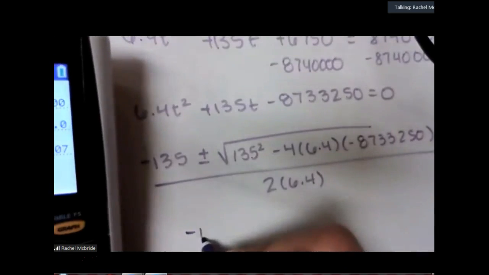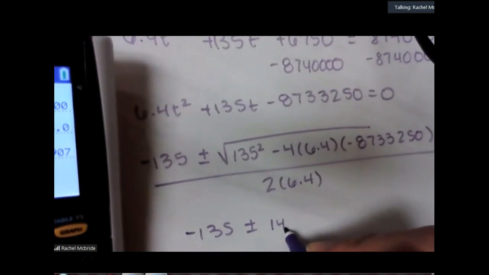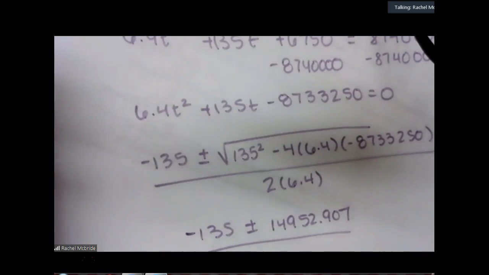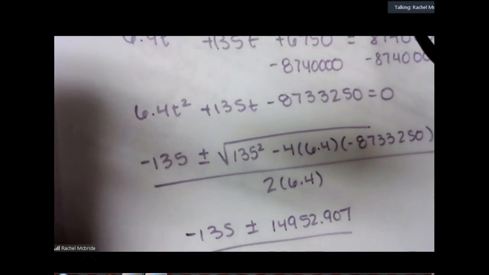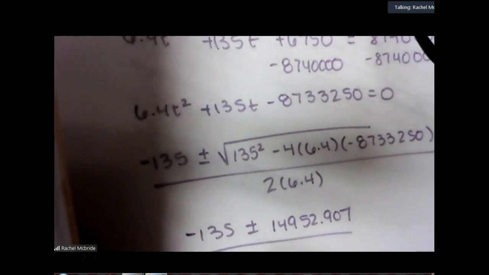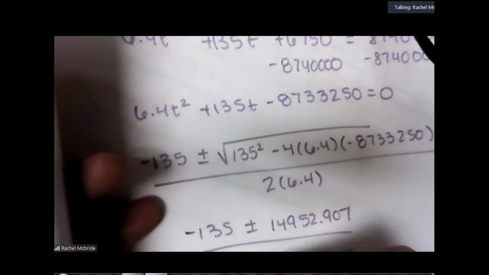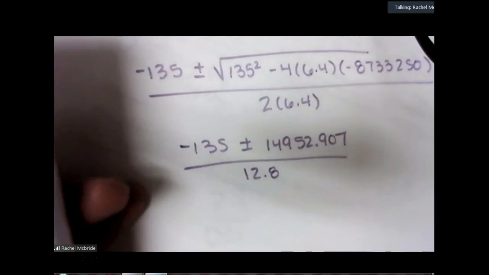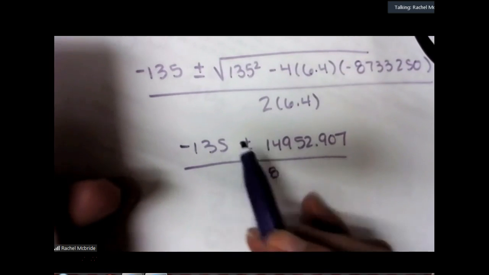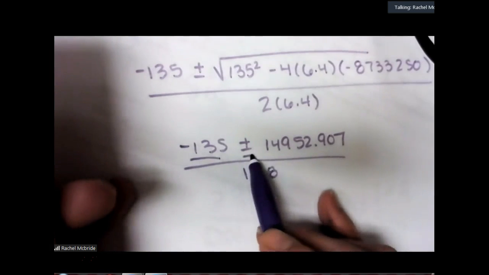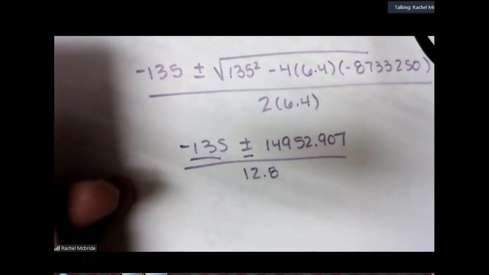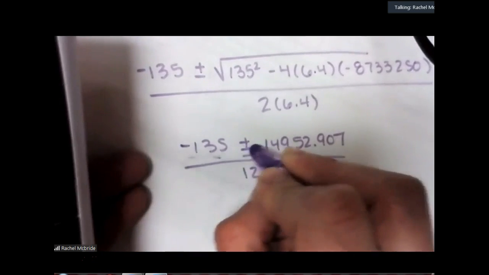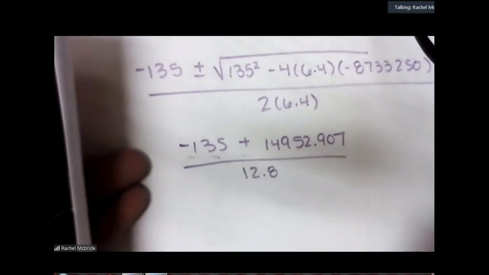So it's negative 135 plus or minus 14,952.907 divided by 2 times 6.4, which is 12.8, because 64 times 2 is 128. Now, think about the fact that if you do a negative and a negative, your answer is going to be negative. Can we have a negative here? No. So we're only going to take into account the positive answer.